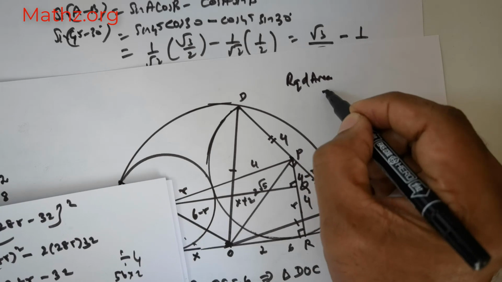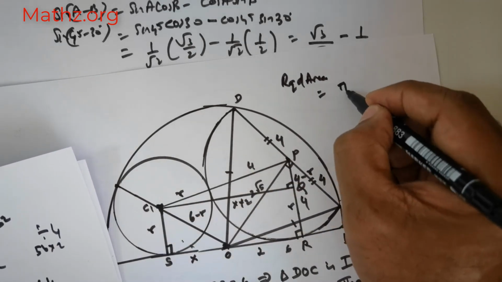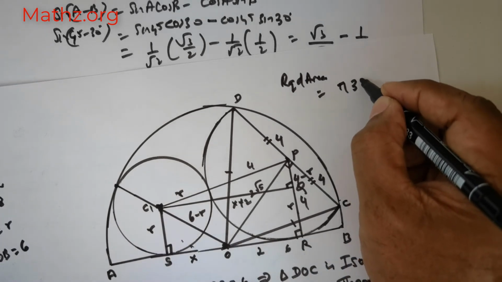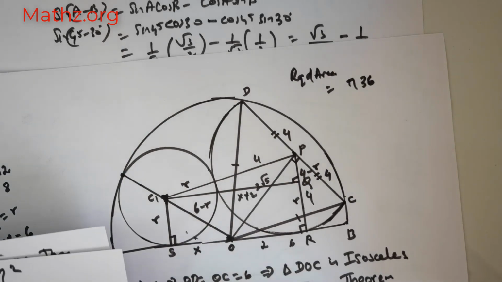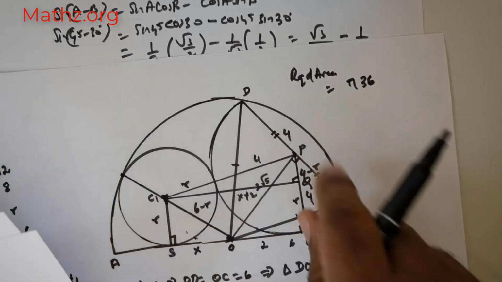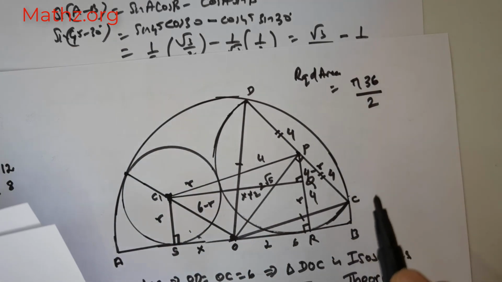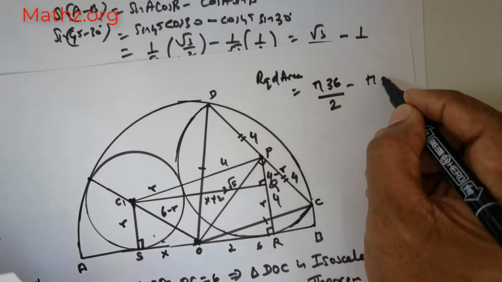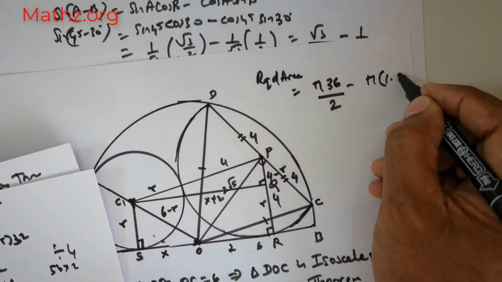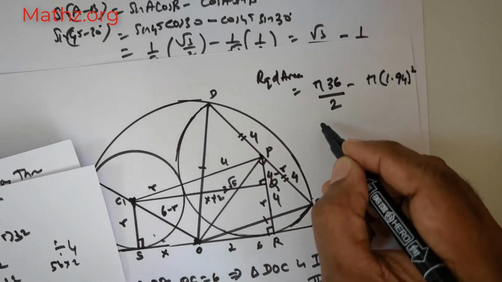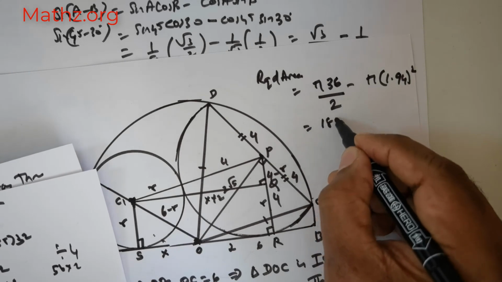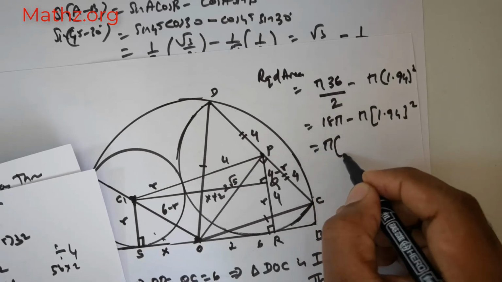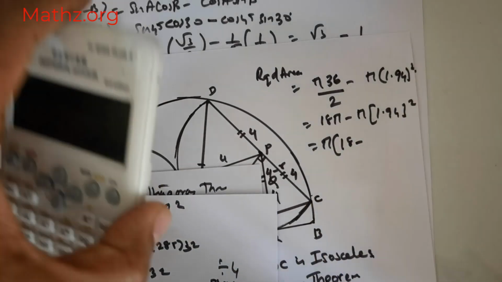Required area is equal to the area of the large circle. That's going to be pi into radius, which is 6 units, so pi r squared, and we are dealing with a semicircle. So the area of the semicircle means we have to divide by 2. This is the area of the semicircle. From the area of the semicircle, we subtract the area of the circle, 1.94 squared. So this is equal to 18 pi minus pi times 1.94 squared. I take pi out, I get 18 minus 1.94 squared.